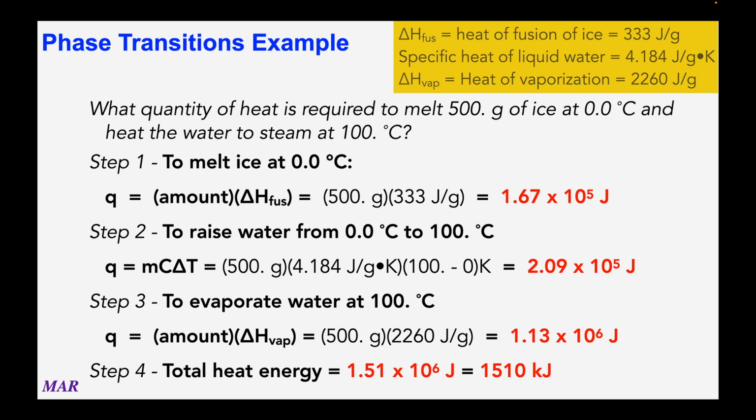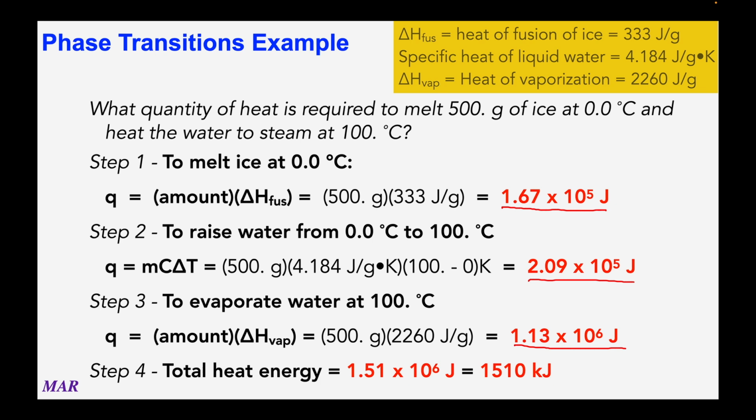So the final step, we're going to add the 1.67 times 10 to the 5th number to the 2.09 times 10 to the 5th number, and add that to the 1.13 times 10 to the 6th number. Add those up, you get 1.51 times 10 to the 6th joules. If you divide that by 1,000, you get kilojoules, 1,510 kilojoules. And that is the energy required to melt 500 grams of ice and turn it into steam at 100 degrees Celsius. Notice it's a positive number. It's endothermic. This isn't going to happen by itself. You must add energy to make this happen.